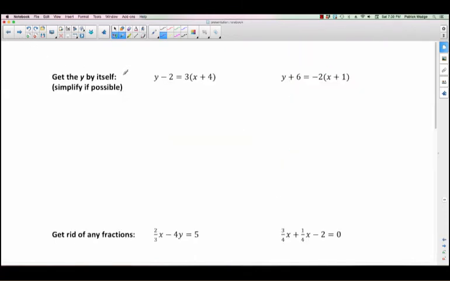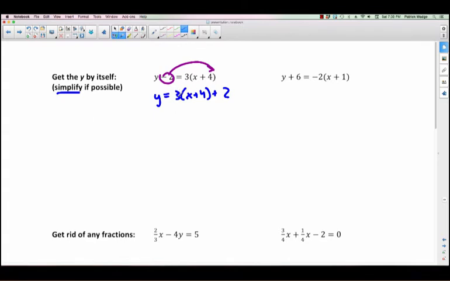Okay, next direction. Get the y by itself. And make sure it's positive again. Okay, so what do we got to do here? Well, the only thing we have to move is this minus 2. We'll move the minus 2 to the other side, and the minus 2 will become plus 2. So y equals 3x plus 4, and then our minus 2 comes over and becomes plus 2. Great, are we done? No, we want to simplify if possible, and you can simplify here.